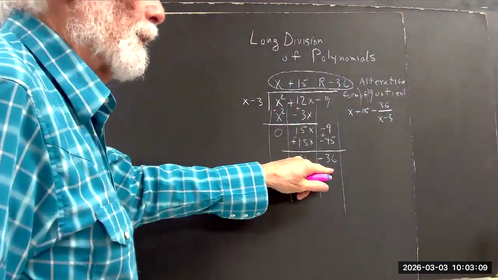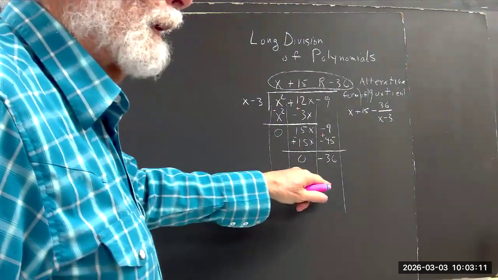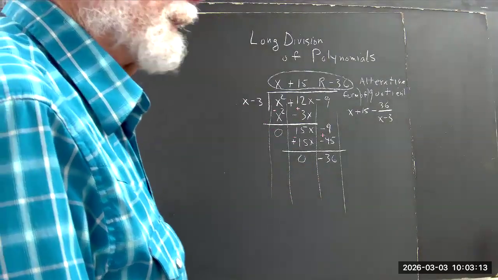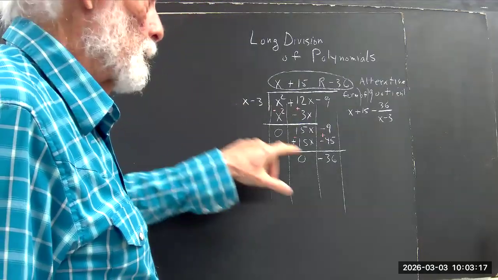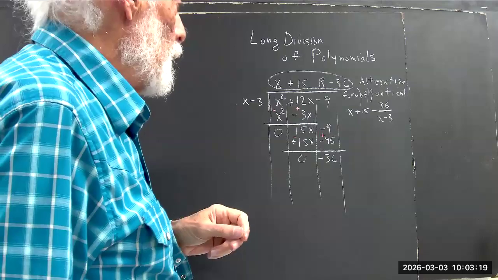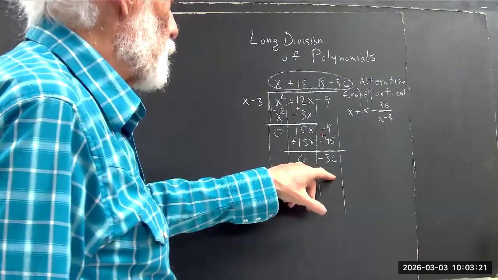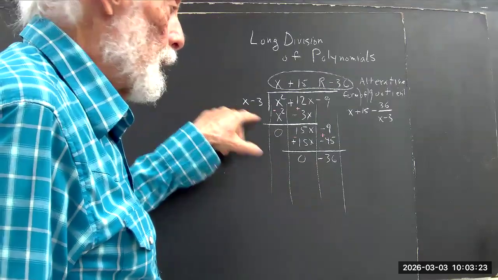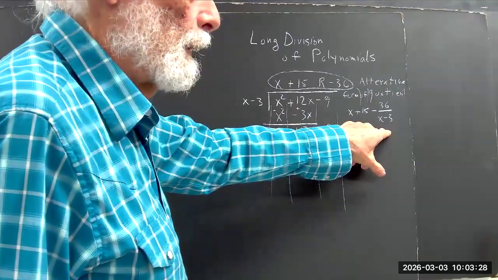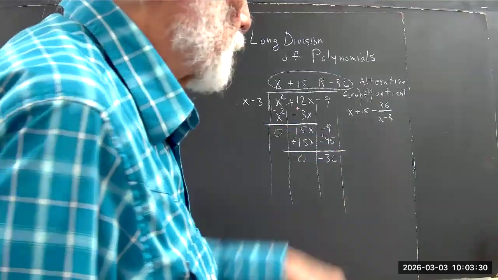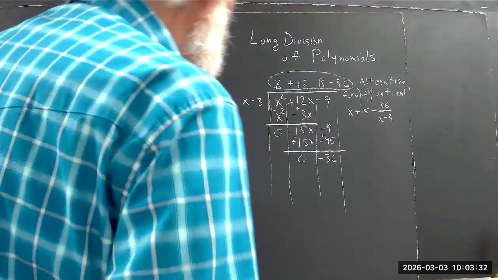Remember, when we got to minus 36, we said, well, we can't divide that by x minus 3. At least we can simplify the division by x minus 3 because x is variable and 36 is constant. But we would divide the 36 by whatever's here. And that would give us a fraction 36 over x minus 3. We can't simplify that, but it's perfectly legitimate.